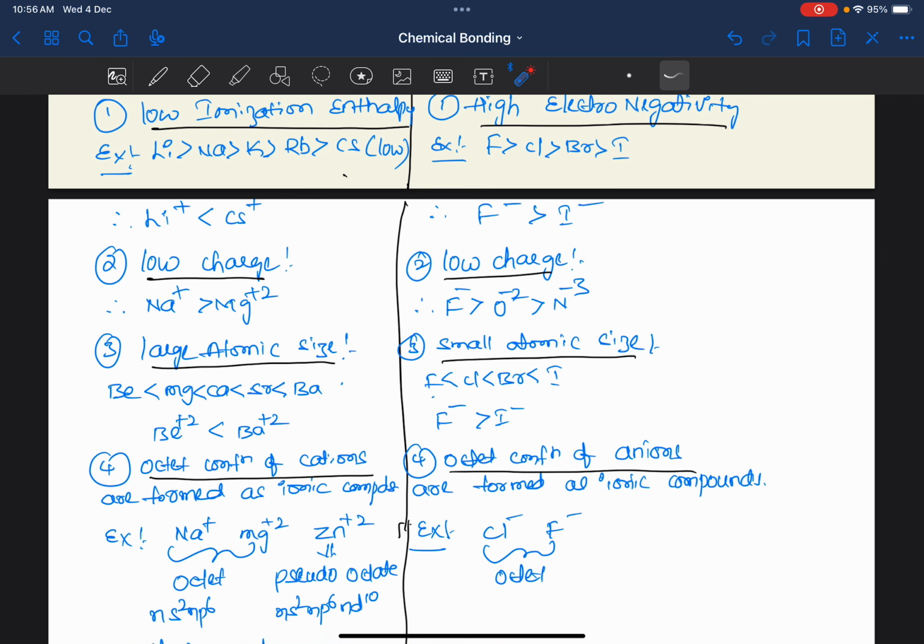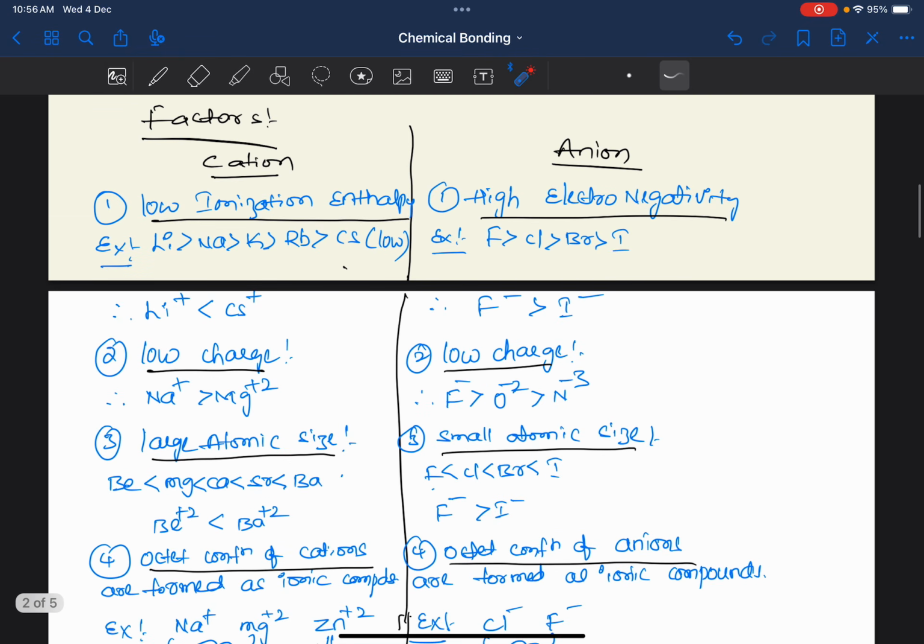So that are chloride ion, fluoride ion, all these are. So these 4 factors are favorable. But again, for the formation of anion, the factors are high electronegativity, low charge, small atomic size, and octet configuration. So these 4 factors are preferable for the formation of anions. With these factors, cation and anions are formed.